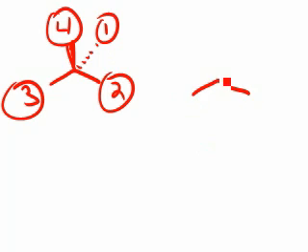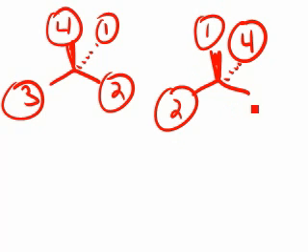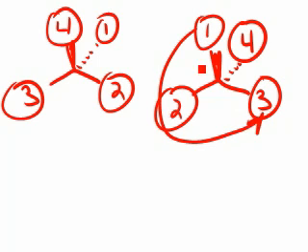The easiest ones to assign are when we have the 4 position on a dash. So for example, like this. When you have the 4 position on a dash, the problem is set up and easy for you to solve. What you do is you look at 1, 2, 3 and determine whether it's clockwise or counterclockwise. 1, 2, 3. This arrow is going counterclockwise. That's S.